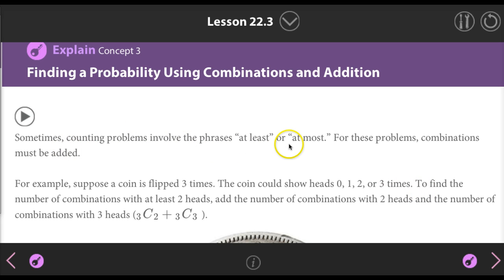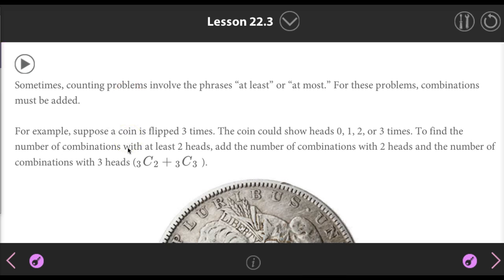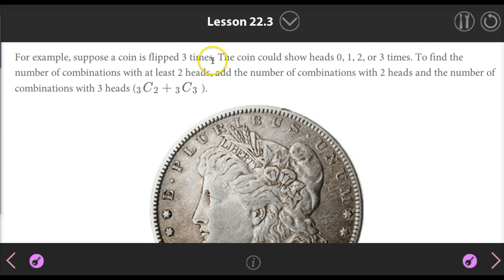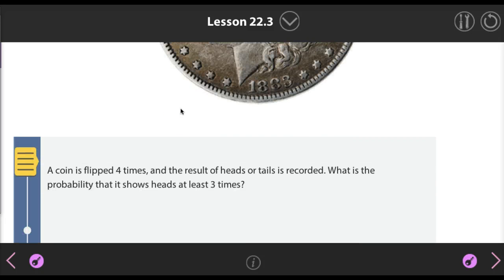Sometimes counting problems involve phrases at least or at most. That means we have to add the different kinds. Like we have combinations, but then we gotta put the combinations together and then add it, okay? So for example, if you flip a coin 3 times, the coin should show heads 0 times, 1 time, 2 times, or 3 times, right? To find the number of combinations with at least 2 heads, then you gotta find out what the combination is for 2 heads. Out of 3, choose 2, plus out of 3, choose 3, because it says at least 2 heads. So what that means is you gotta find how many different ways can you get 2 heads, and then how many ways can you get 3 heads, right? And then you have to add them together. Okay, that one was kind of like obvious.